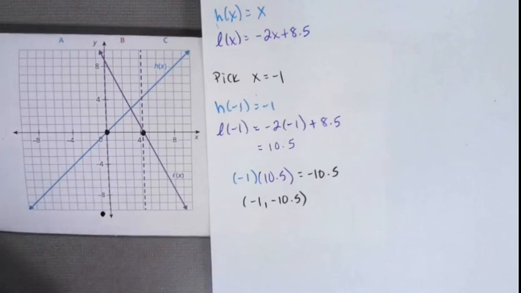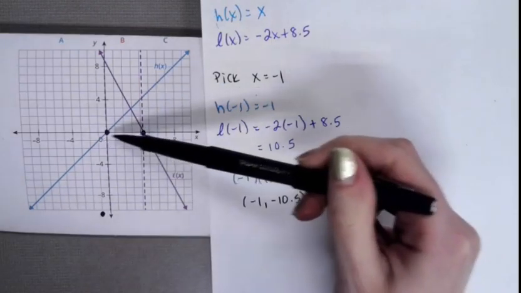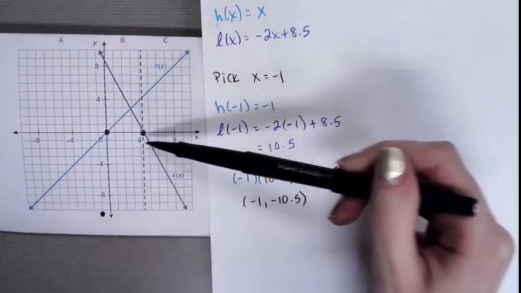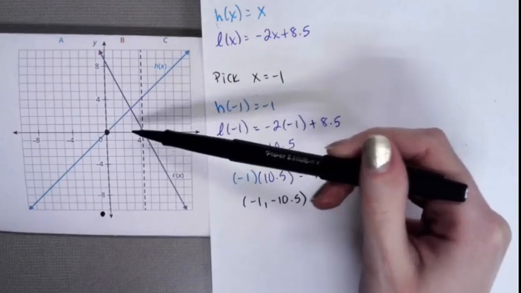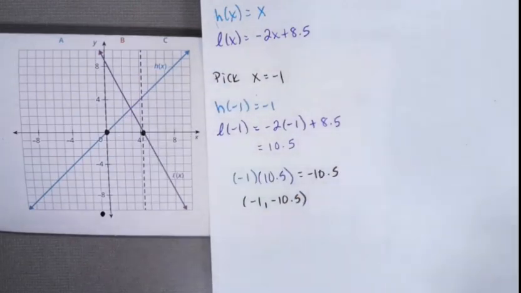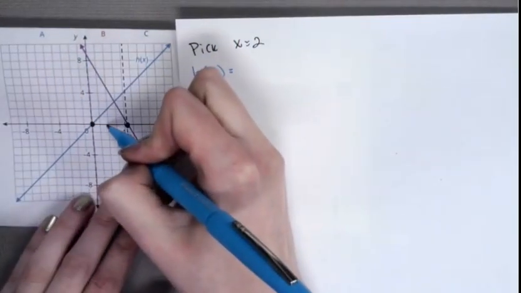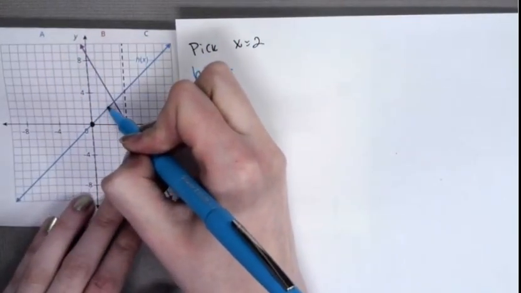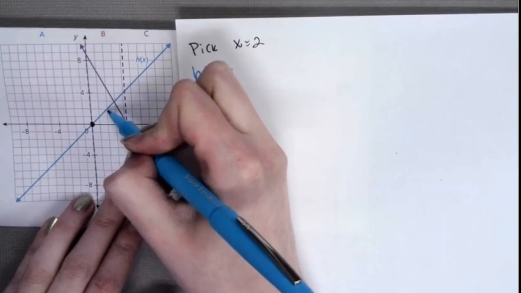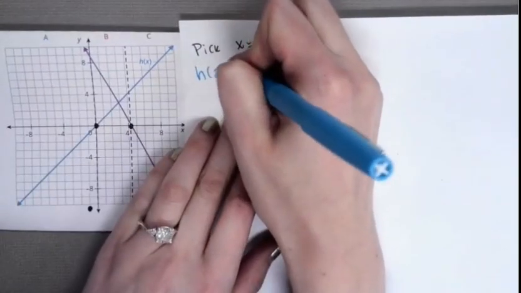We're going to repeat that process for each of the regions on the graph. Now we're going to pick some number for x between 0 and this point, which is a little more than 4. I'm going to pick 2. For h of 2, I can see from the graph that when x is 2, the y coordinate on the blue line is also 2.